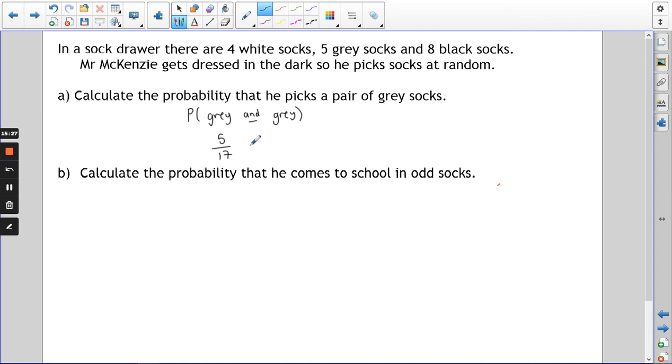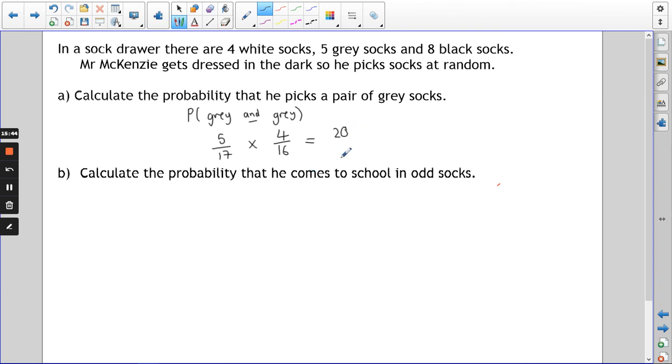Okay, and then we're going to times that by the probability that his next sock is also grey, but now there's only 4 grey socks left in the drawer and 16 in there altogether. I can times the tops easy enough. 4 times 5 is 20.